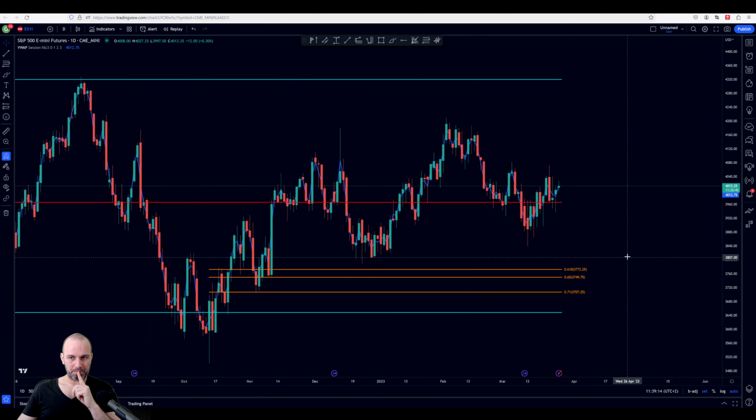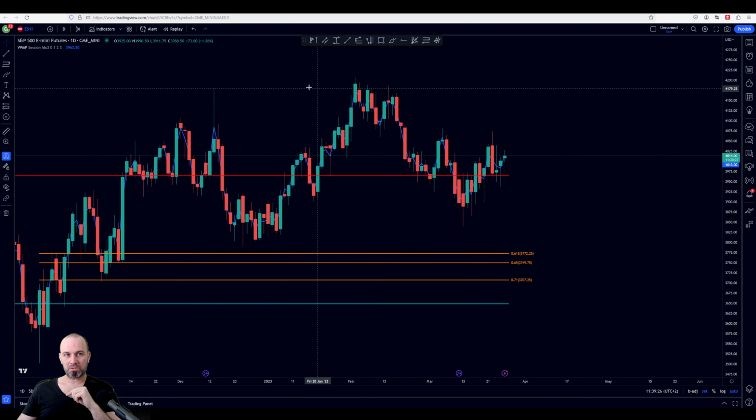Other than that, we're still consolidating around the point of control of this range. So I would say we still have indecision here. The market structure on daily time frame is still bearish. Price is not actually able to make a higher high here. Okay, fair enough.